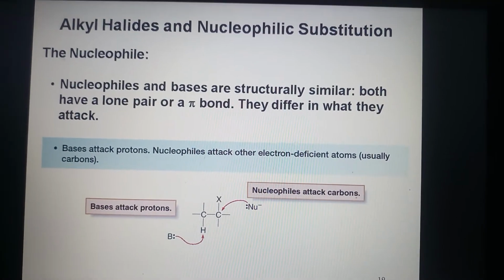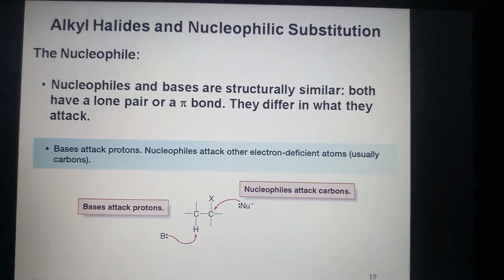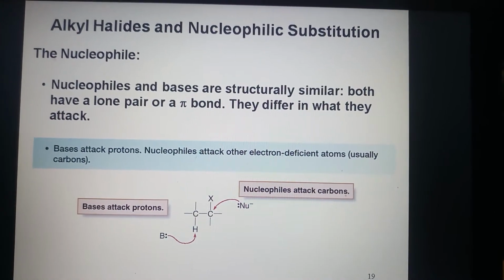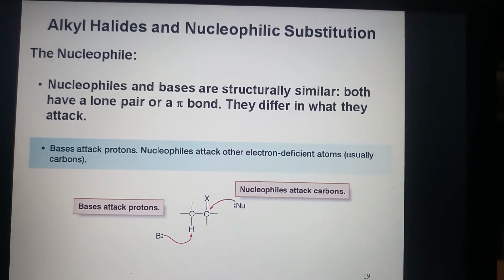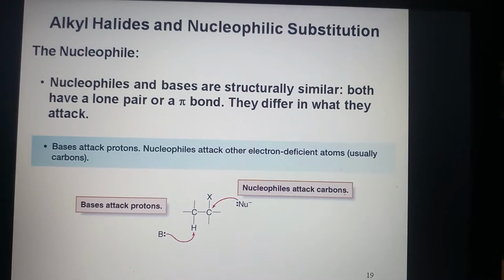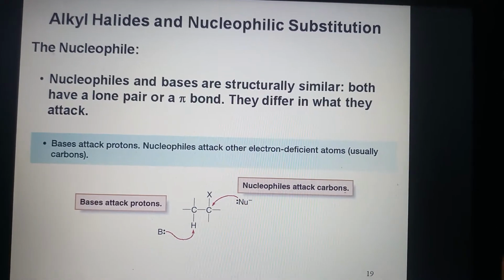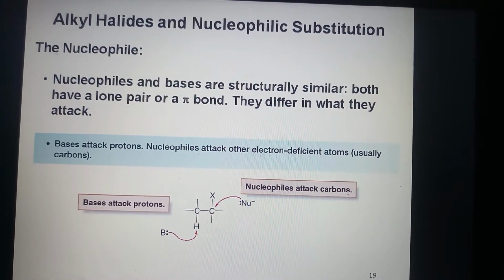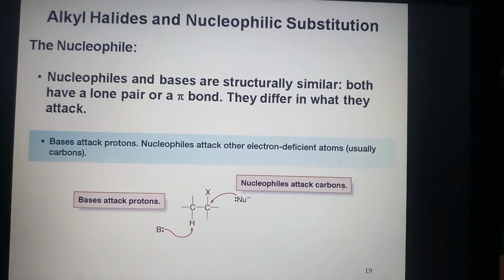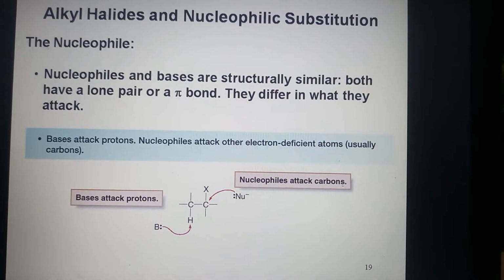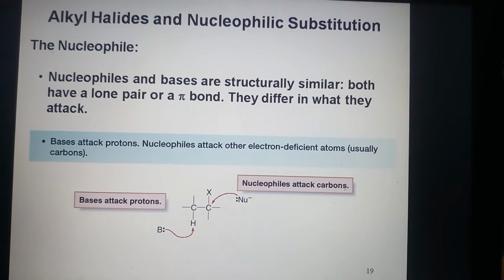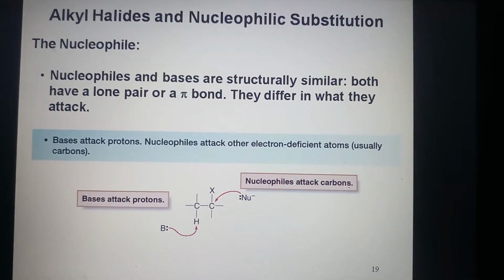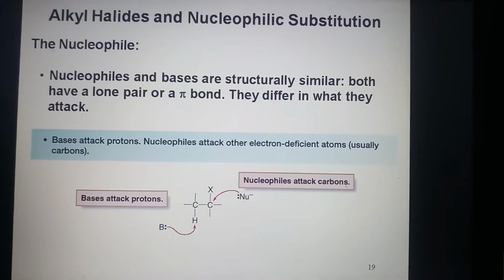Then what is a nucleophile? We know that a nucleophile should have a negative charge or a lone pair, or it may have a double bond, or sometimes a single bond also. It should have a filled HOMO which can be donated to other LUMOs.